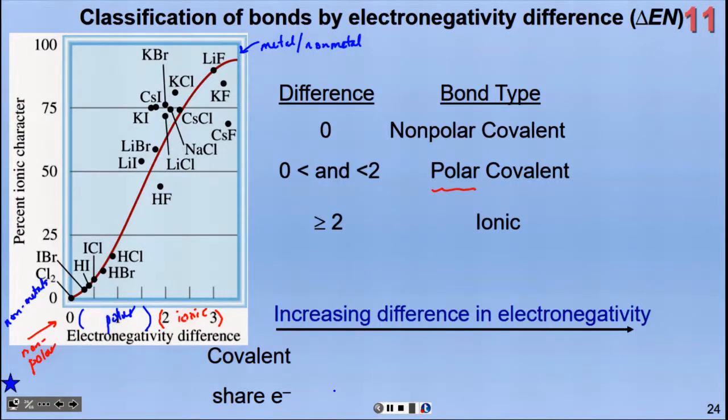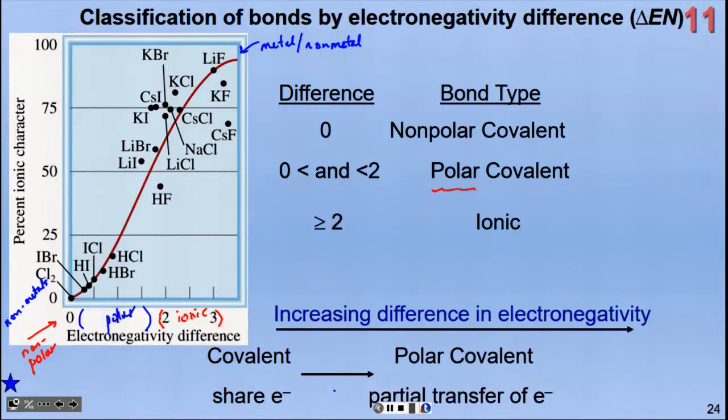And the polar ones are somewhere in between, but mostly they're going to include nonmetals because covalent bonds occur with nonmetals. So as the difference in electronegativity increases, you go from covalent, where they share electrons equally, to a partial transfer of electrons when they're polar covalent, to completely ionic, when they transfer the electrons exactly from a metal to the nonmetal. Taken, not shared.